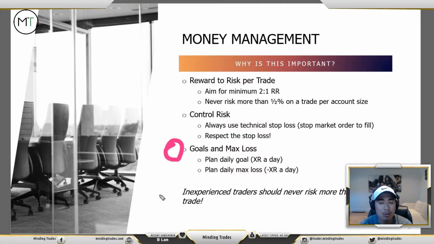And then number 3, with money management and trading in Rs, you can set goals and max loss. So have a plan for daily goals. Maybe you want to turn 4R a day. That's your daily goal. Or your max loss. Maybe your max loss is -3R a day. Once you hit it, shut it down.